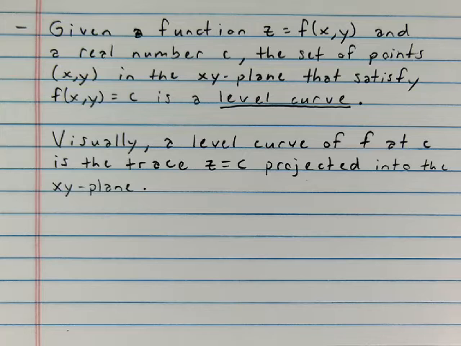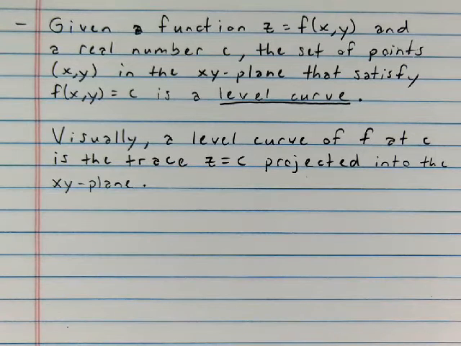So say you had some mountainous range and you slice through there at an elevation of 50 feet. Then on the map, you would sketch that slice, that curve of that slice, and you would put a number 50 there to represent that the elevation is 50 there, or temperature, whatever it is that you're talking about. So we'll do a couple of examples of level curves so you get an idea of what they look like.